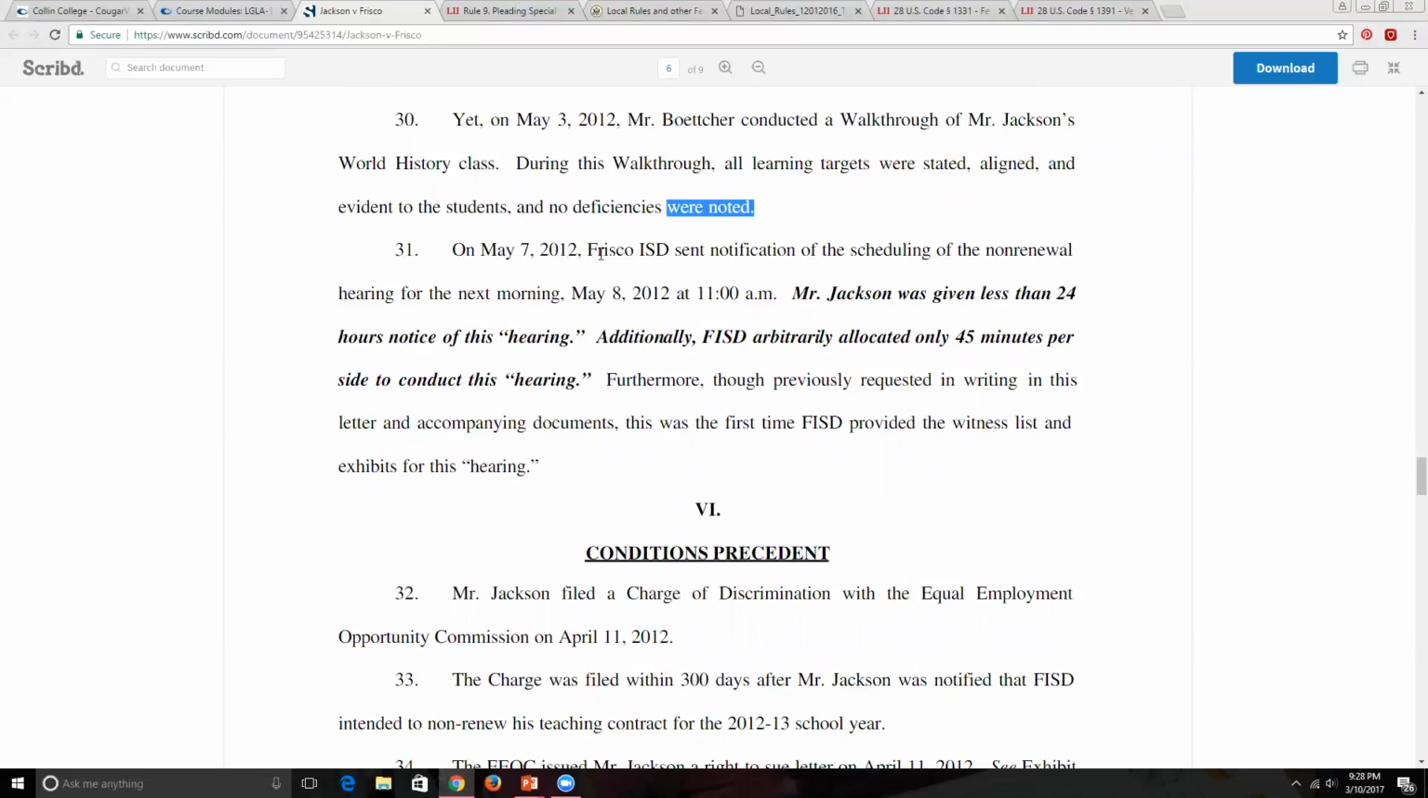On May 7, 2012, Frisco ISD sent notification of the scheduling of the non-renewal hearing for the next meeting, for the next morning. May 8, 2012, there should be a comma here. At 11 a.m. Mr. Jackson was given less than 24 hours notice of this meeting. Additionally, FISD arbitrarily allocated only 45 minutes per side to conduct this hearing.